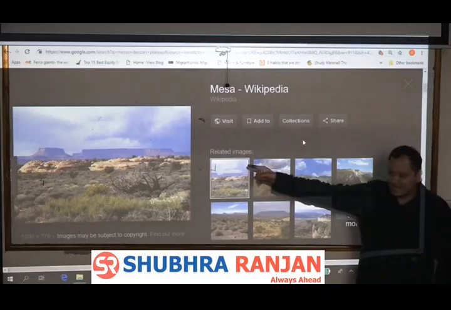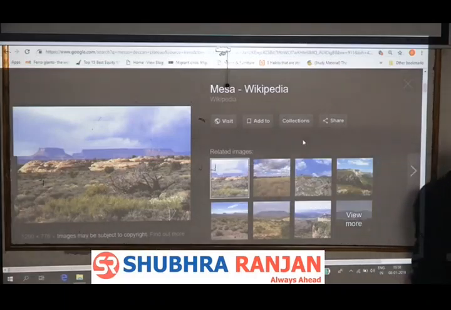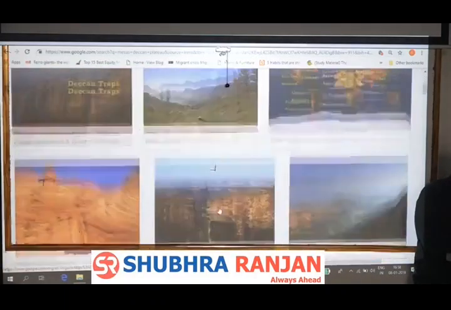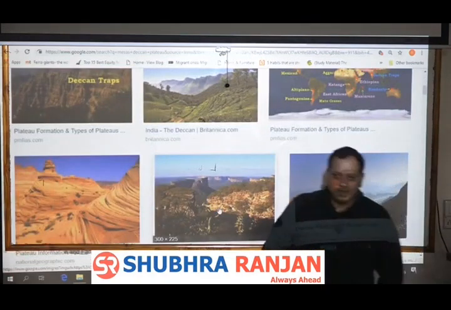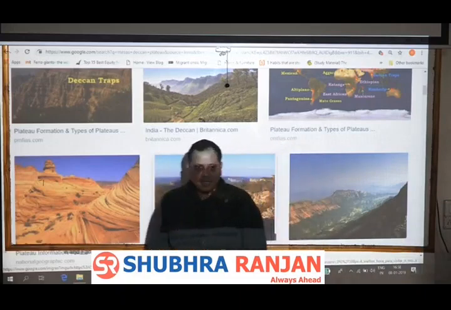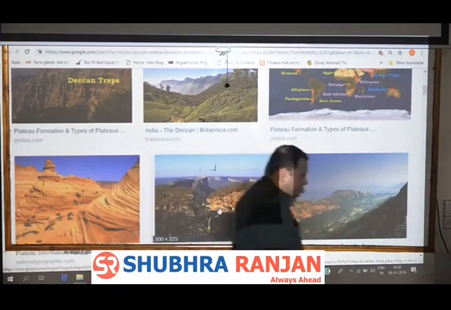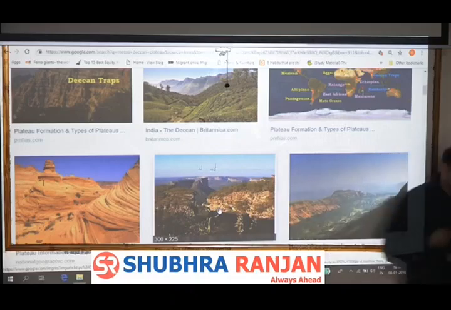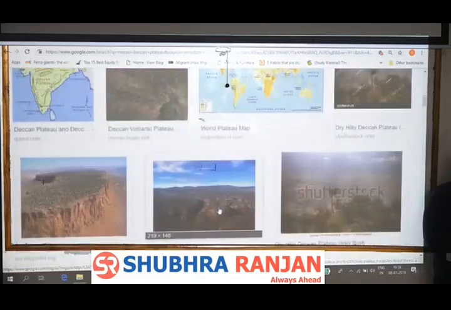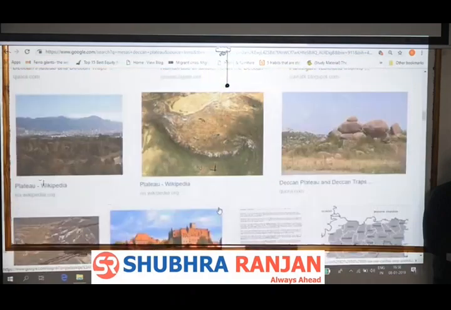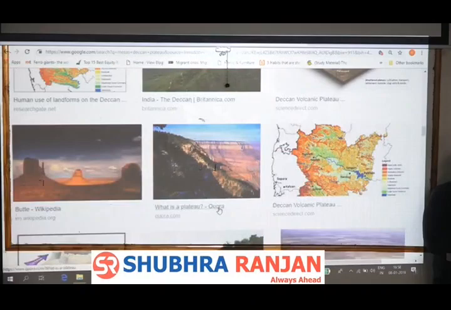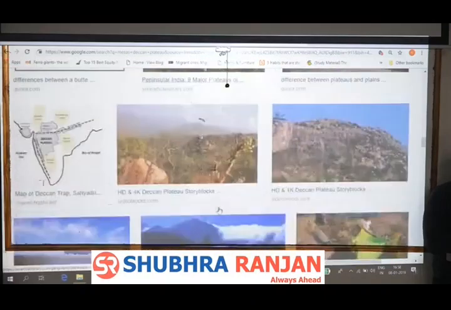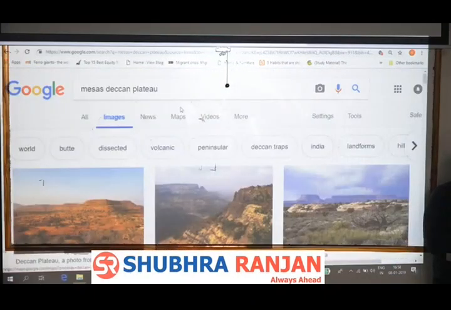This is the second example of mesa and butte. Fine. So you can take down. Getting eroded. When the mesas reduce in height, they are known as buttes.